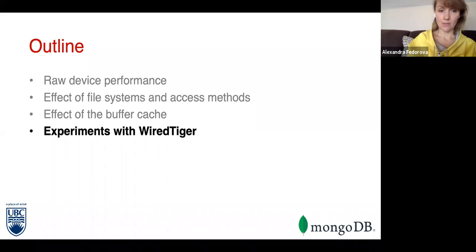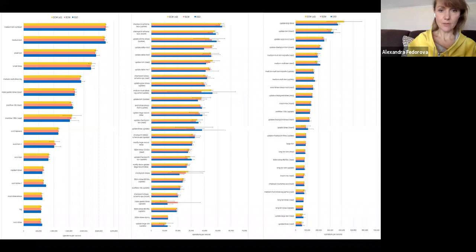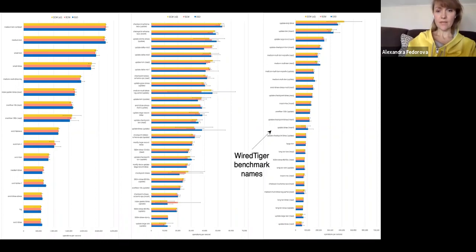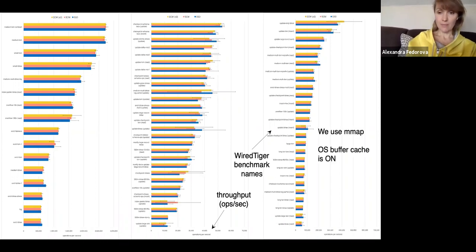All right, so now let's look at end-to-end experiments with WiredTiger. This is a crazy big chart, and it shows basically all of the experiments from the WT-perf suite that I was able to run. The y-axis shows you the WiredTiger benchmark names, and the x-axis shows the throughput in operations per second. We use mmap, and the OS buffer cache is on.